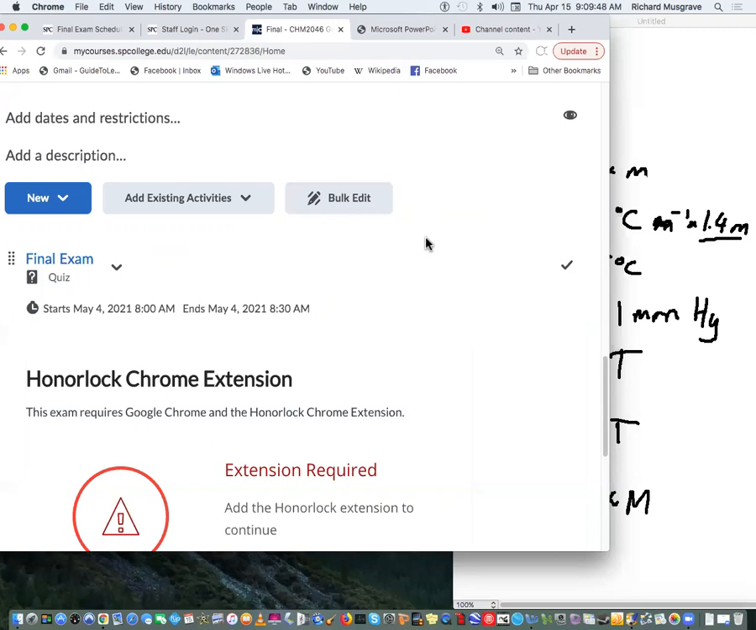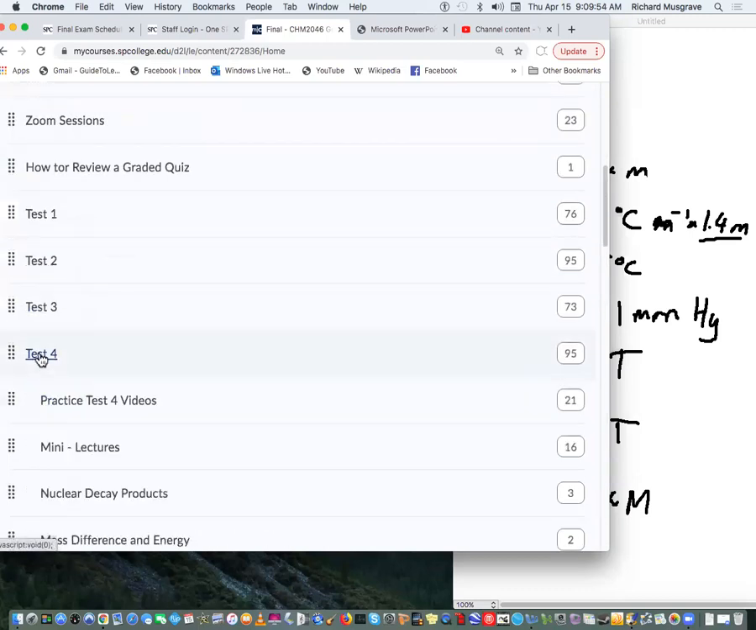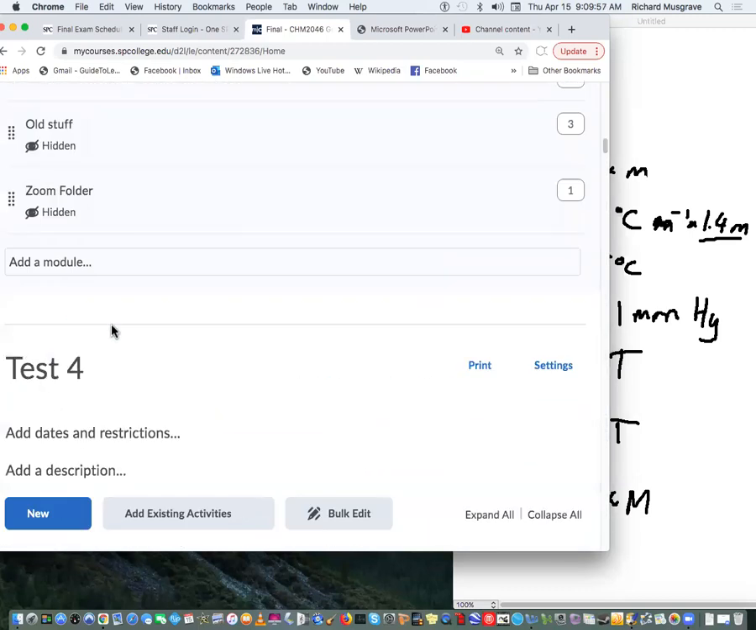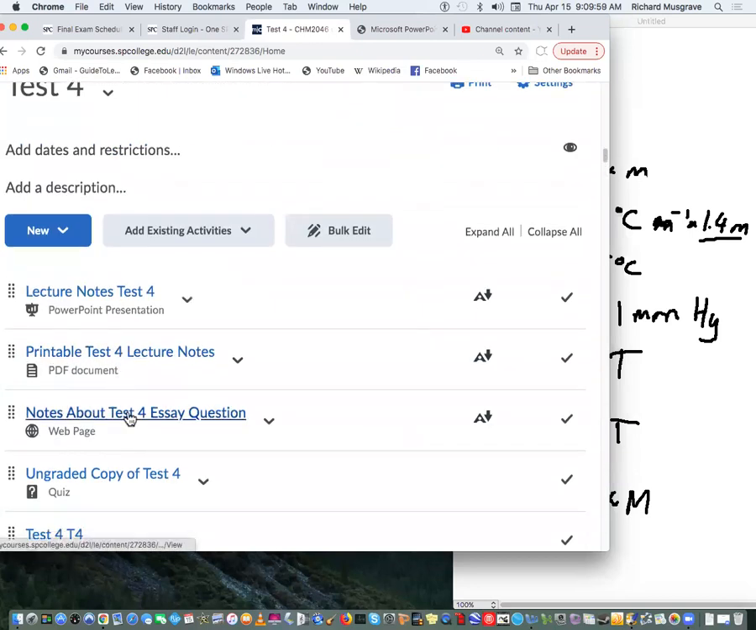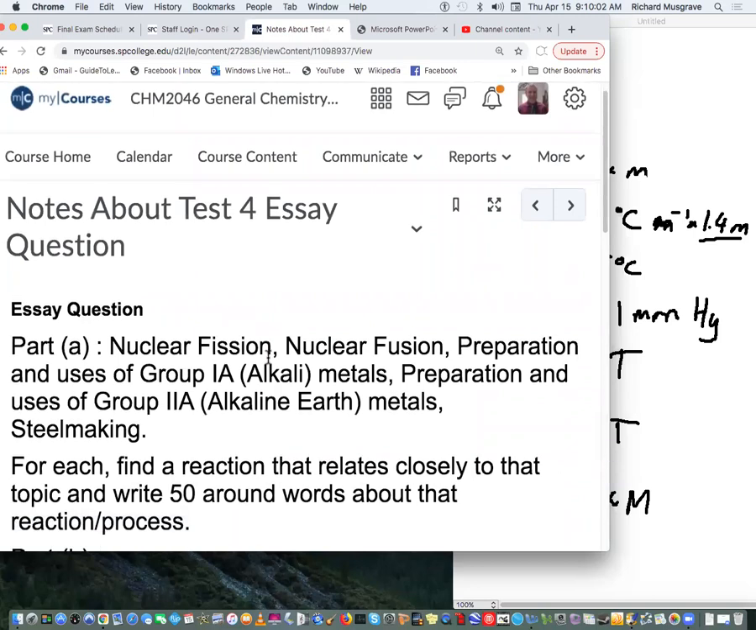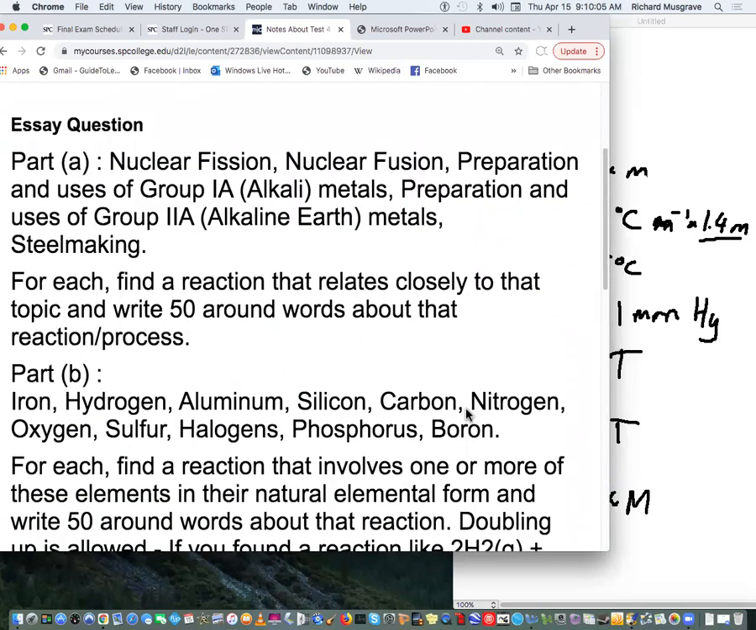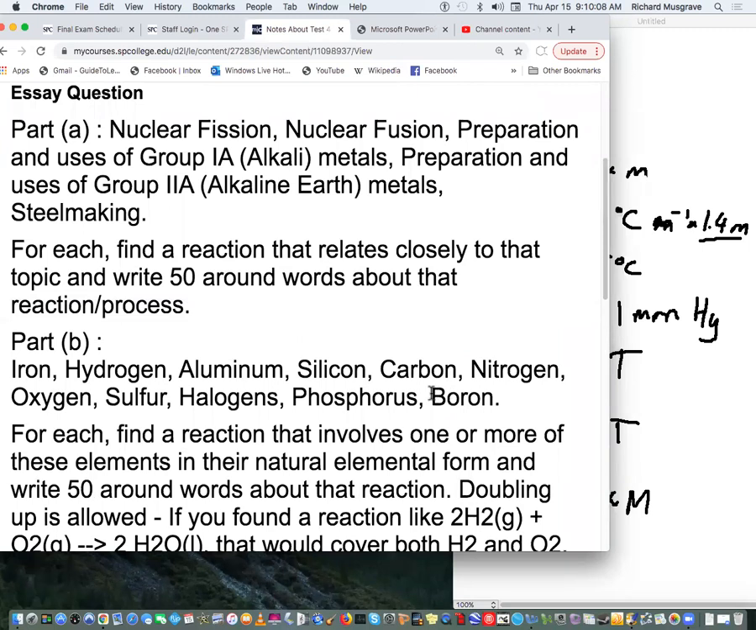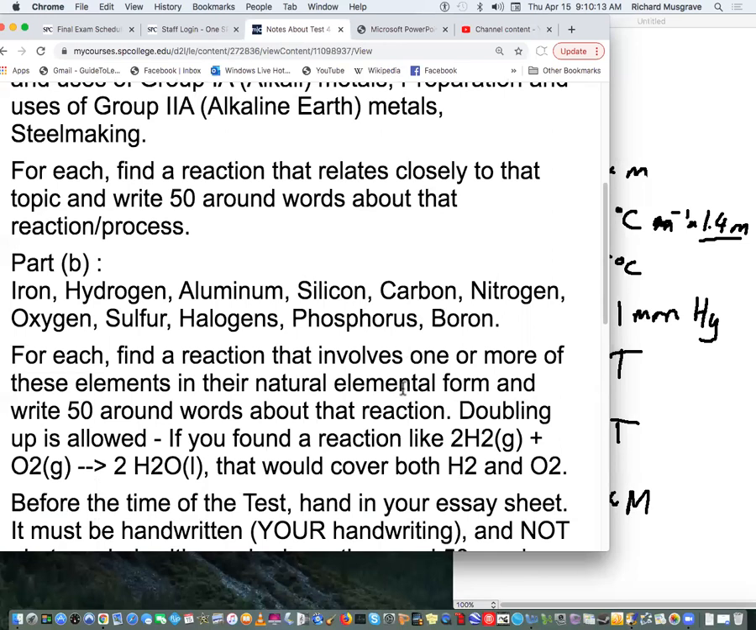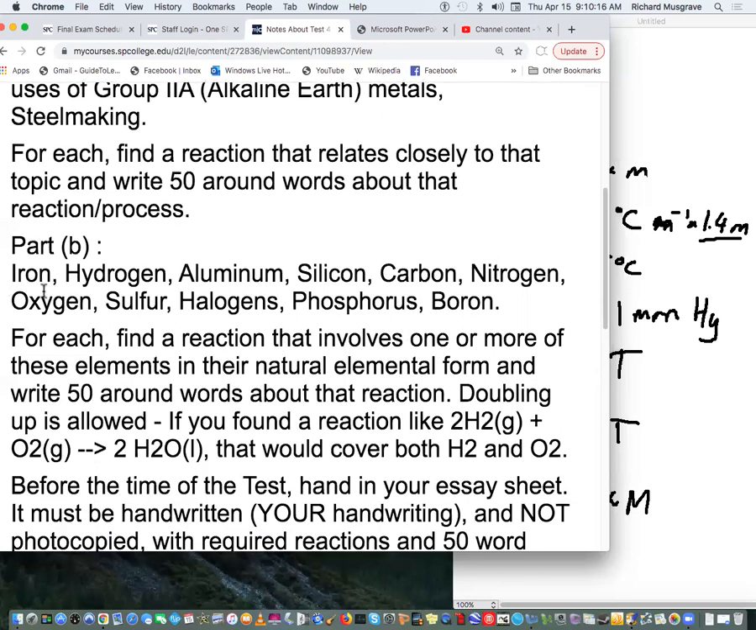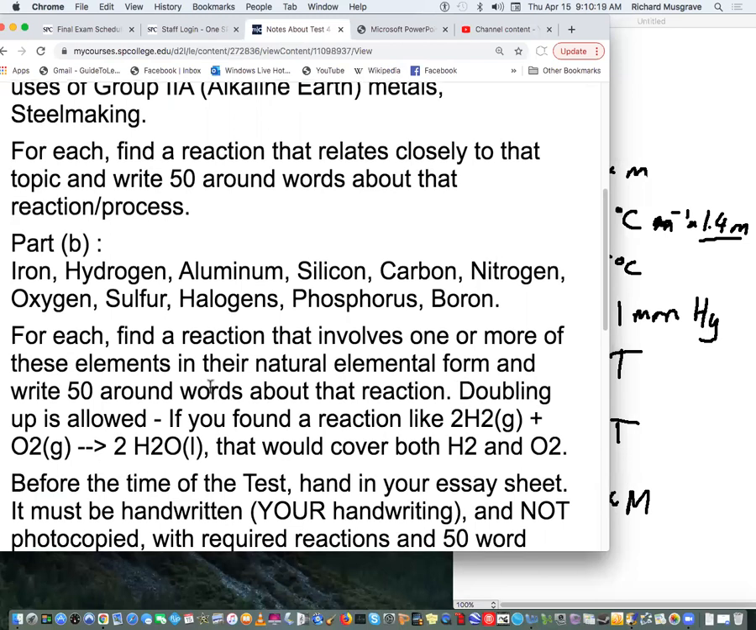All right, I would recommend going over the essay question and explaining parts A and B. Okay, so this is all here in the notes about the essay question. What questions do you have specifically, Alexis? So the A and B aren't related, right? No, they're not. Okay. So it's a total of 12, right? No, not necessarily, because you can double up here for part B, and you can do 2 at once. So for example, if you did this reaction, H2 plus O2 gives H2O, that would actually cover hydrogen and oxygen.